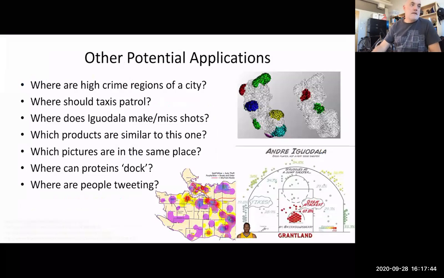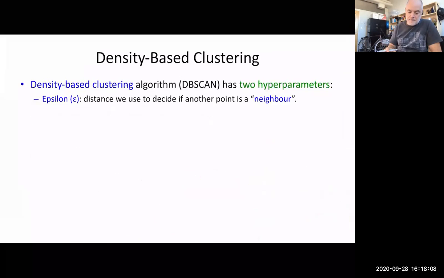So there are lots of potential applications, like crime clusters, places where taxis should patrol to pick up patients, basketball, where Andre Iguodala makes or misses shots, similar products, and so on and so forth, okay?